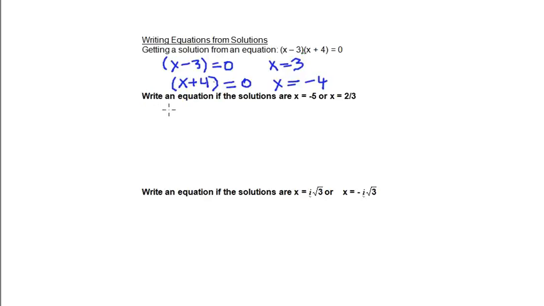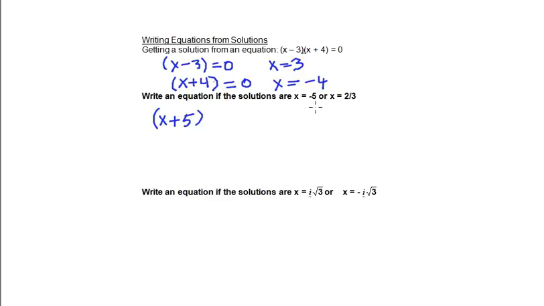For example, here it says write an equation if the solutions are x is equal to negative 5 or x is equal to 2/3. So this time, instead of being given the equation, we are given the solutions. And each of those solutions is connected to a factor that will go into the equation. So x is equal to negative 5 is going to give us the factor x plus 5.